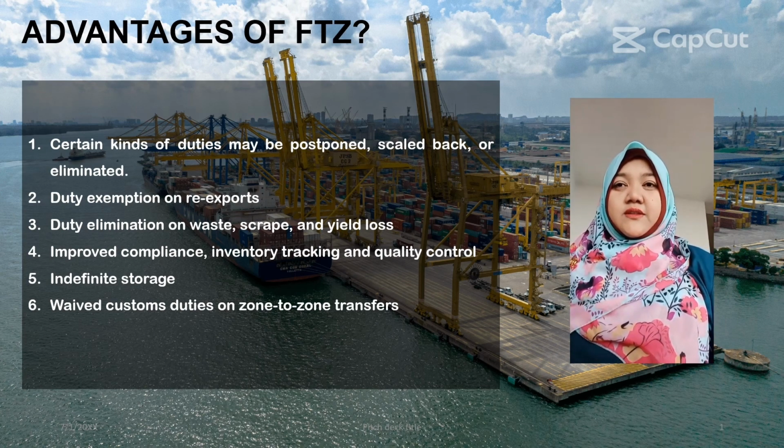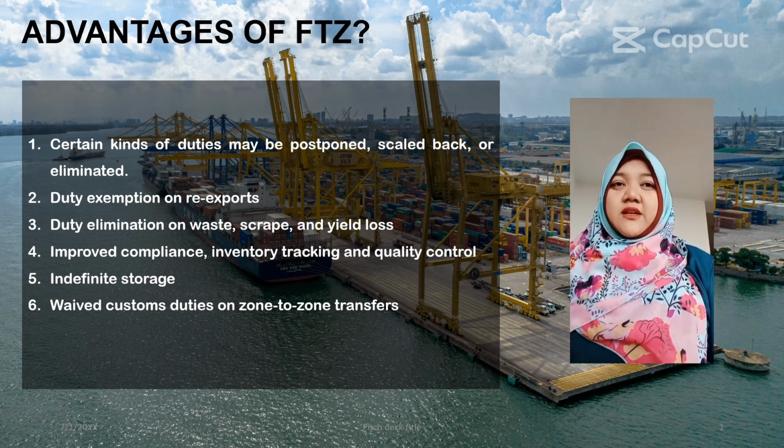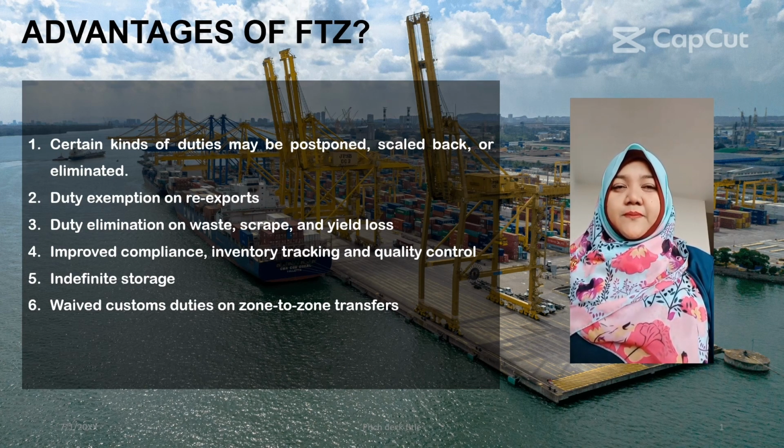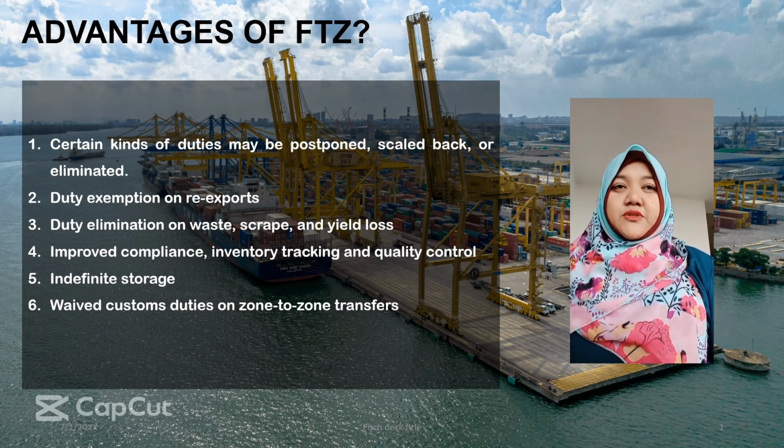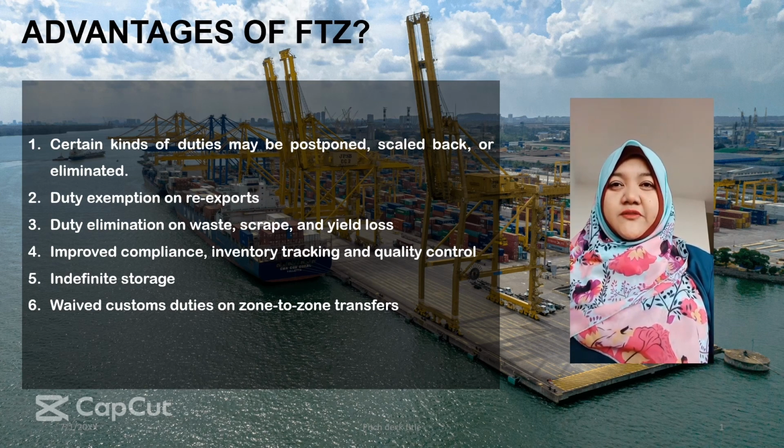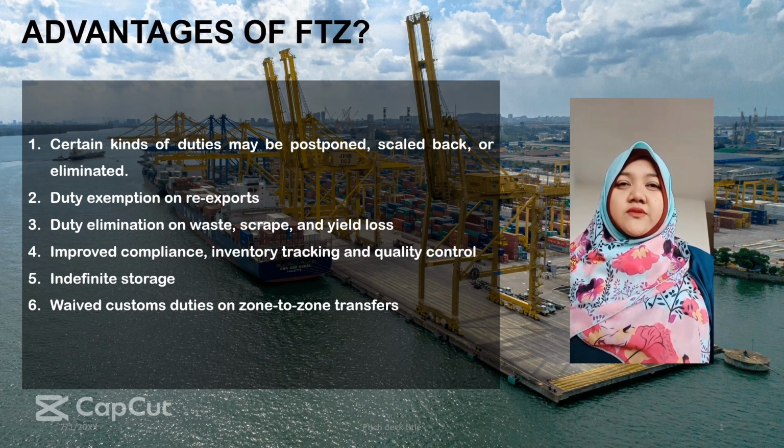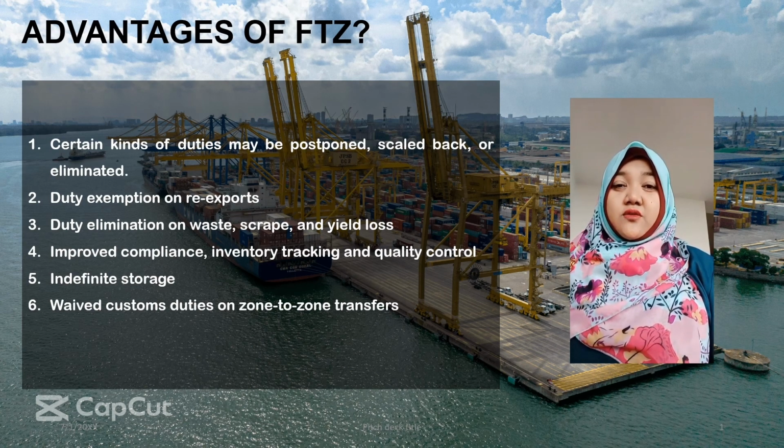The fourth one is improved compliance, inventory tracking and quality control. Companies in a Malaysia free trade zone can regularly monitor their inventories. It is possible for a company to identify and classify items at the warehouse rather than the port by bringing them into the free trade zone warehouse that it owns.